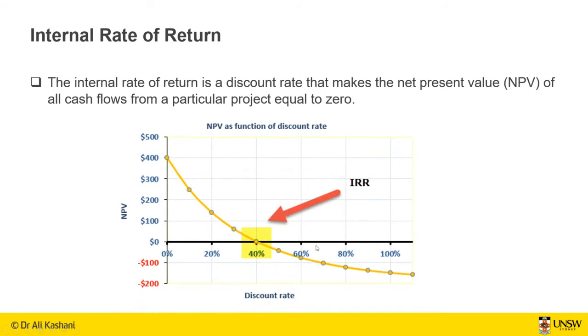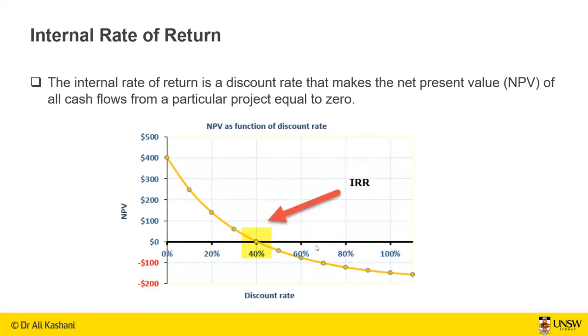Okay, so the internal rate of return is a discount rate that makes the net present value of all cash flows from a particular project equal to 0. Before that, we discussed how you can calculate your discount rate and compare it to the current market. The other way is to see at which discount rate your project is going to be profitable, in other terms, your net present value is going to be positive.